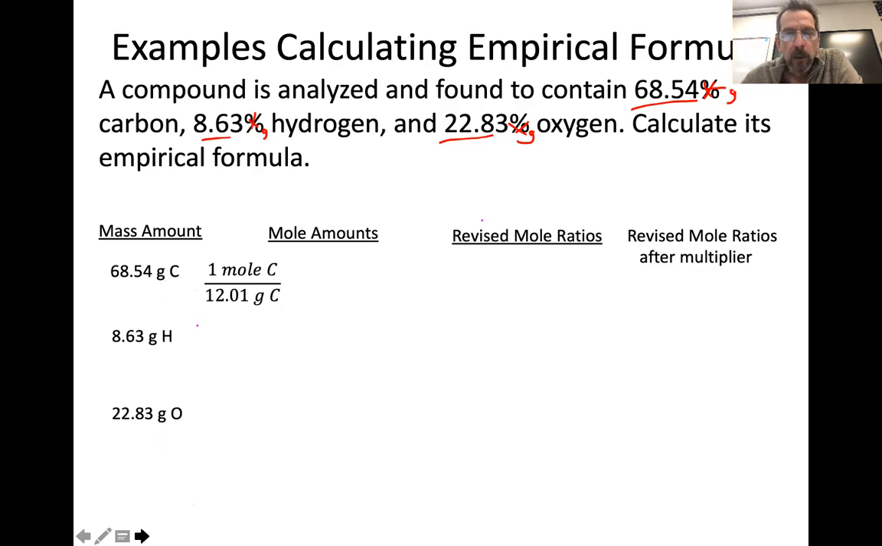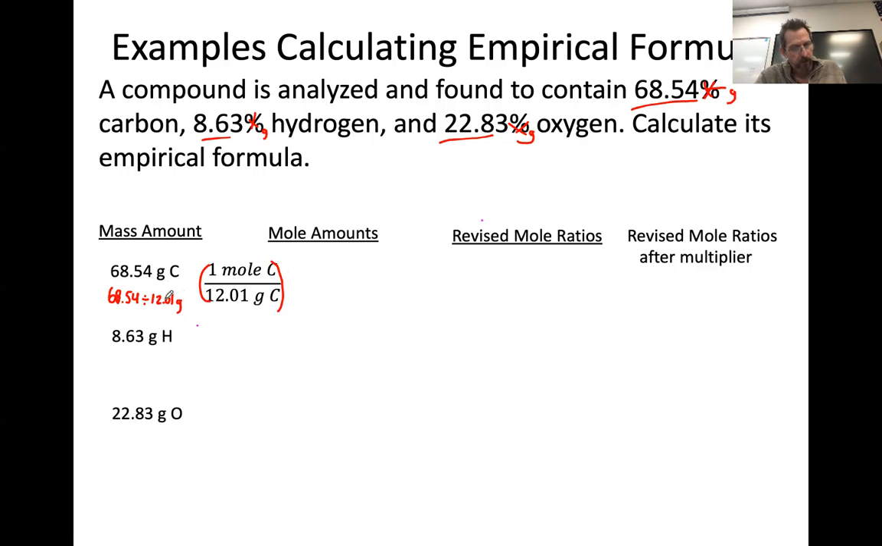So here we go. 1 mole of carbon is the same thing as 12.01 grams. So really, if you were using that dimensional analysis strategy in class, 68.54 gets divided by 12.01. Now, if you wish to just divide it, because you know to turn a mass into a mole amount, I just divide by the molar mass, go right ahead and do that. So you don't have to make it look like the fraction here. What you do have to realize is you're going to divide the mass by the molar mass of the chemical.